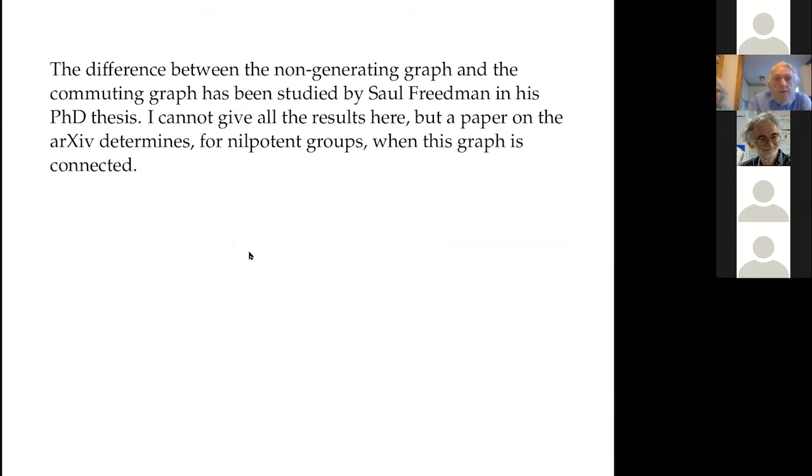So the difference between the non-generating graph and the commuting graph, this is the next difference. The graph whose two vertices are joined by an edge if they don't commute, but they don't generate the group. And as I said, as long as G is not a minimal non-abelian group, this graph has some edges. And Saul Friedman, a PhD student in St. Andrews, has studied this and has got some detailed results, which I'm not going to explain here. But in particular, for nilpotent groups, there's a complete determination of when this graph is connected.